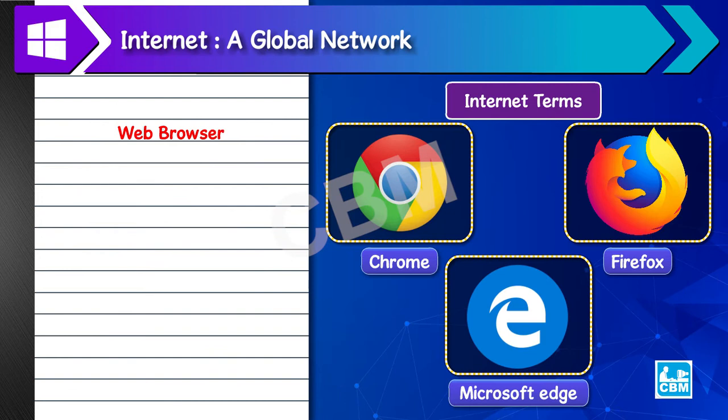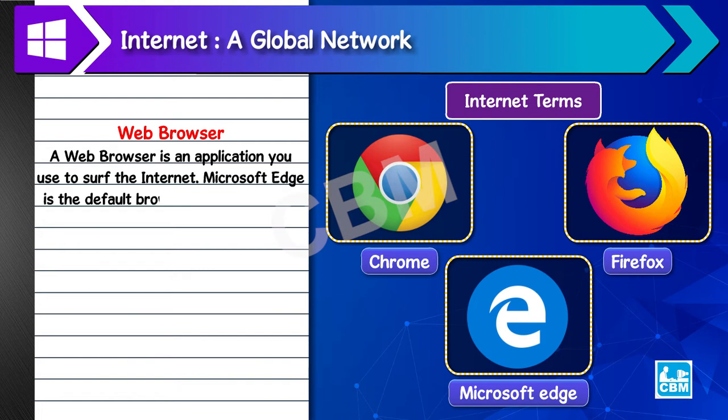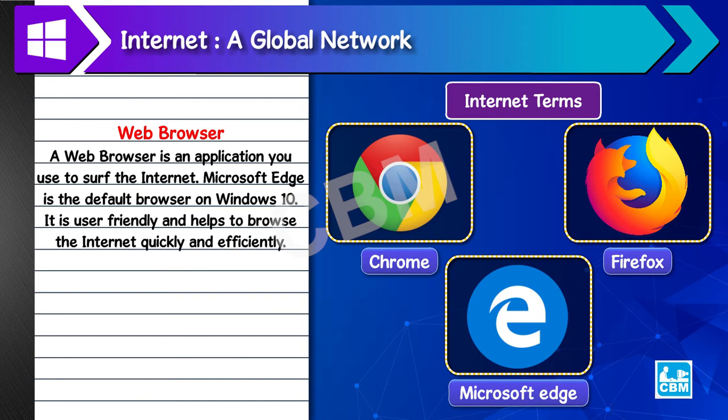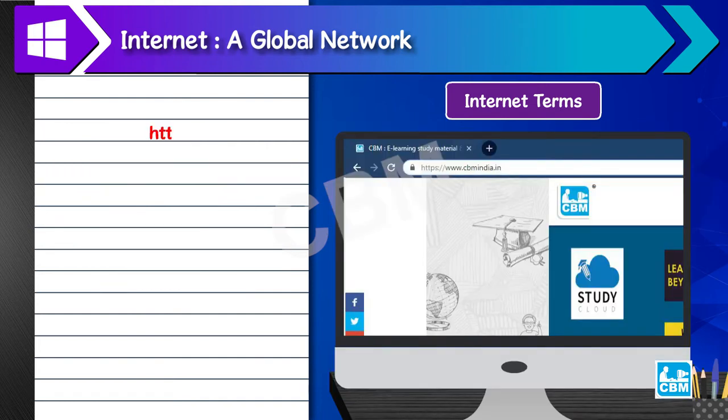Web browser. A web browser is an application you use to surf the Internet. Microsoft Edge is the default browser on Windows 10. It is user-friendly and helps to browse the Internet quickly and efficiently. Below are the examples of some popular web browsers.